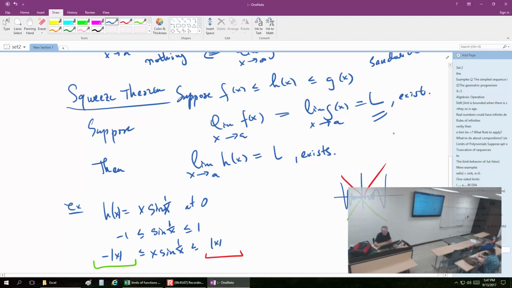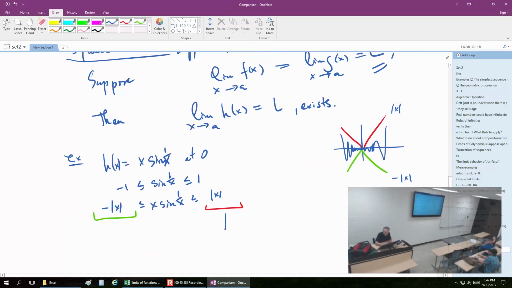Look at them, absolute value of x, negative absolute value of x, and they have limits, right? So let me just write the limit. This one goes to 0, and this goes to 0 as x goes to 0 from left or right or simultaneously. And then we conclude by the Squeeze theorem that the limit of x sine 1/x as x goes to 0 is also equal to 0. Okay?